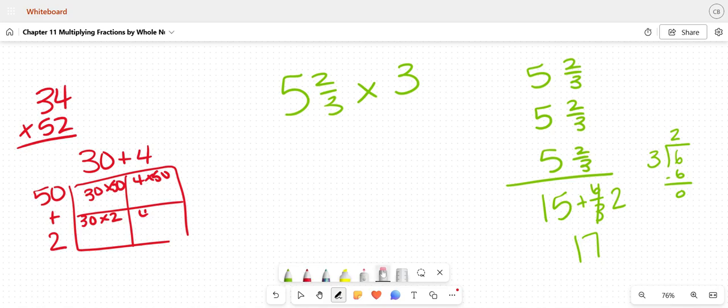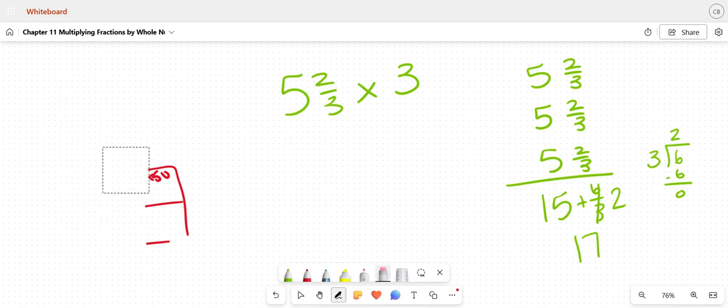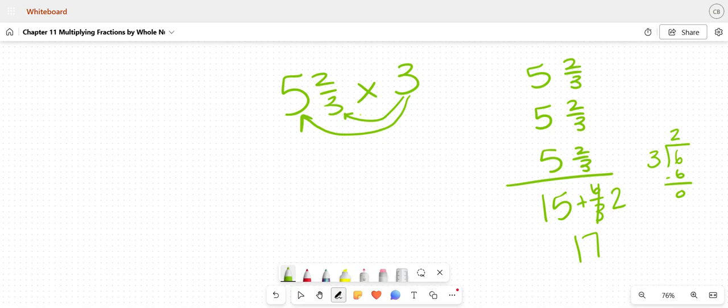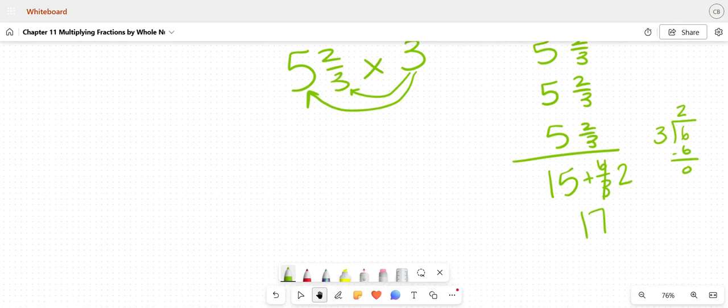So we're going to use that same skill to multiply our mixed number. If you're stuck on this, go back and review the other video for area model, or you can check out the anchor chart on the wall. So we're multiplying 3 times the 5 and 3 times 2/3. So there's two different ways. We can do our area model, or we can just go straight into distributive property. I'm going to do both for you.